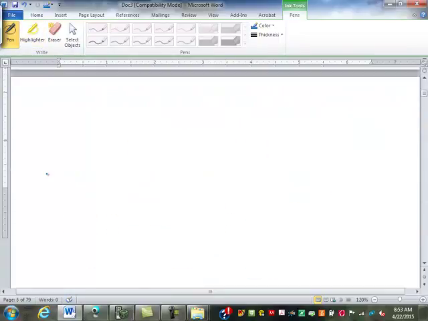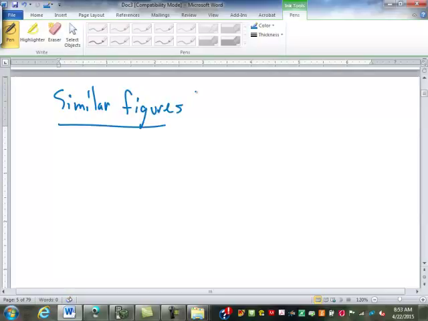The next step in geometry, we deal with what's called similar figures. What similar figures are is just where one figure is an enlargement or a reduction of the other. And we've looked at this a little bit before. We're just going to review it some right now.